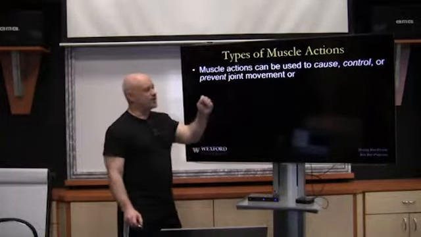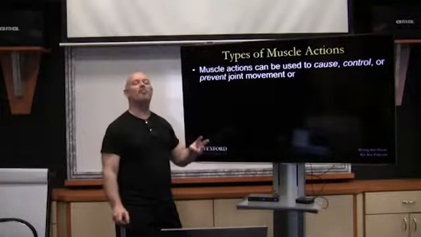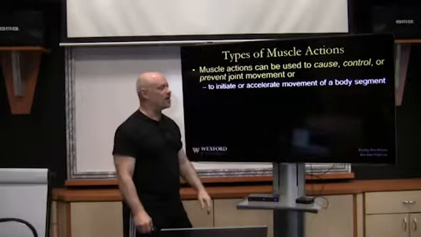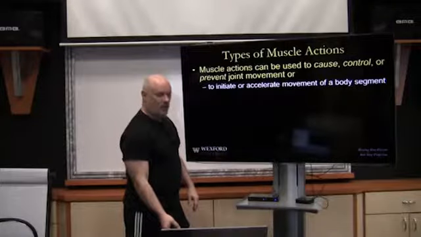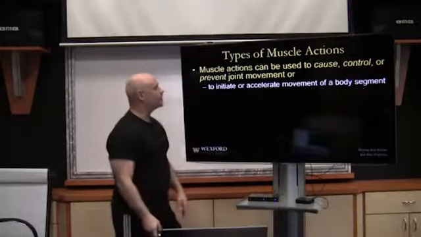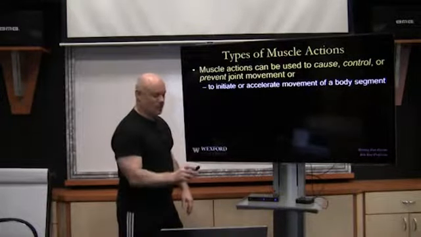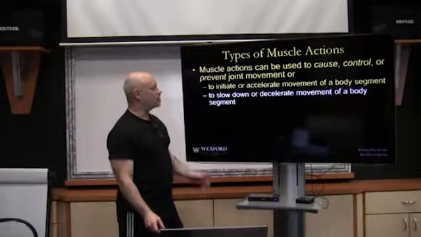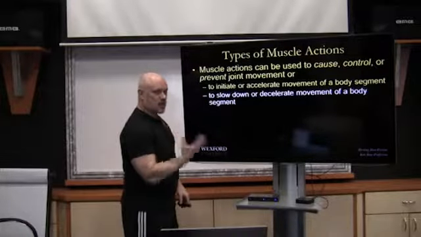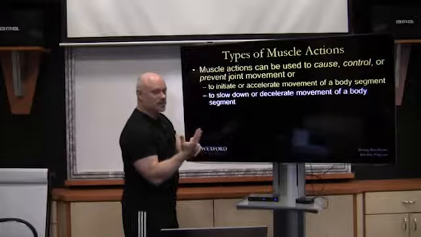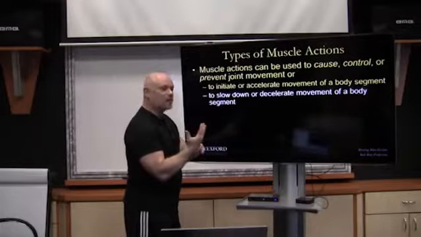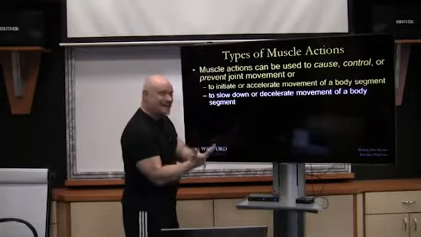Muscle actions are used to cause movement, control movement, or prevent joint movement, or to initiate or accelerate movement of a body segment. So when we want elbow flexion, all the muscles that cause elbow flexion will activate. They'll initiate or accelerate that particular movement. We can also slow down and decelerate movement in any body segment. So when we go this way, we've got elbow flexion. If we've got too much weight on there trying to come down, the muscle will fire and elongate, but it's trying to contract to decelerate that motion.